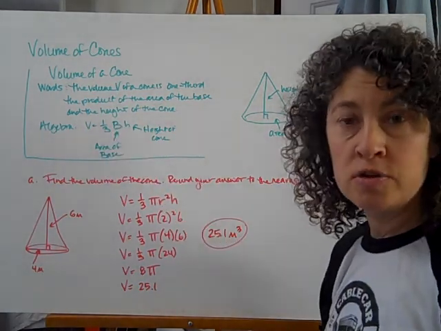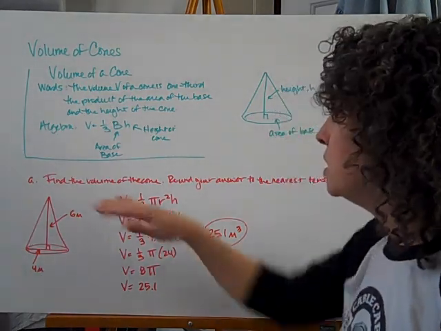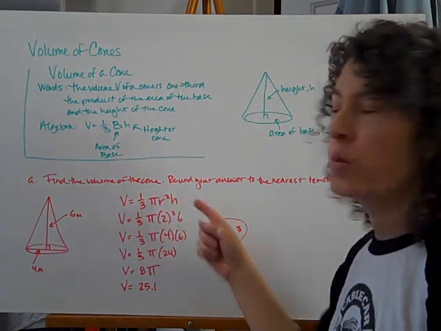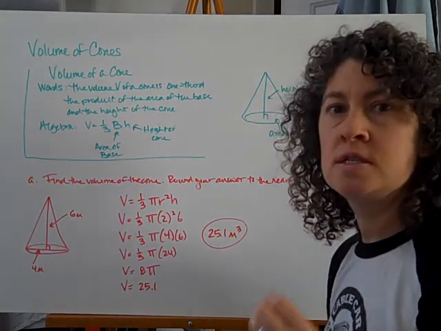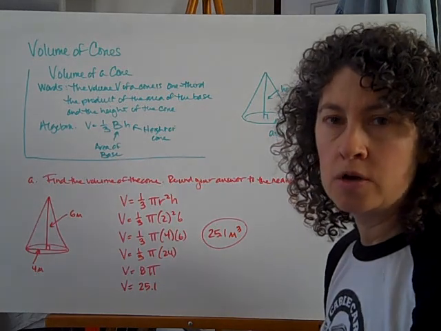On the MCAS reference sheet, since the base is a circle, you're going to see pi r squared in there. So what we'll work with is volume equals 1/3 pi r squared times the height. If you see base times height, know that since the base is a circle here, the area of our base is pi r squared.